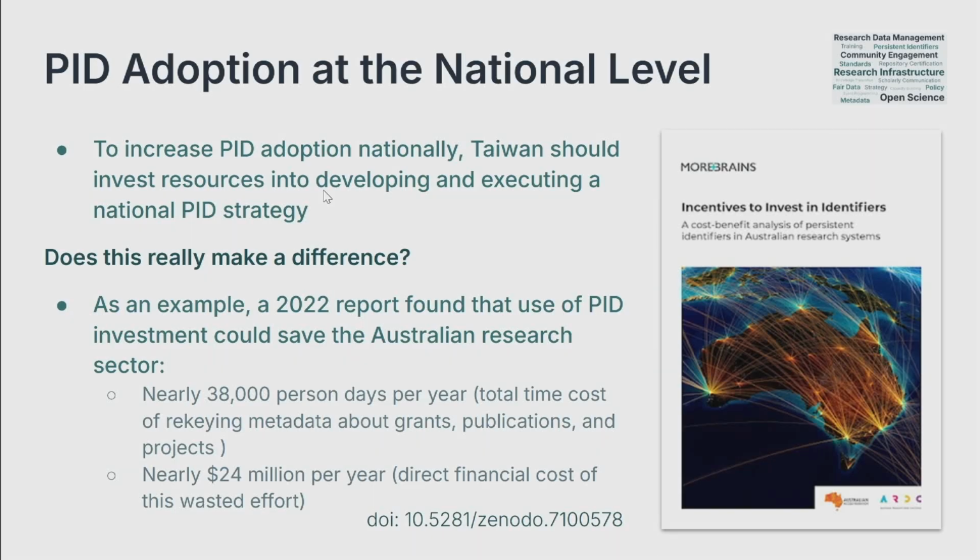Well, let's take Australia as an example. It has a similar population to Taiwan. And a 2022 report found that PID investment could save the Australian research sector nearly 38,000 person days per year through avoiding rekeying information and so on, and nearly 24 million Australian dollars, which is about 535 million Taiwanese dollars per year.